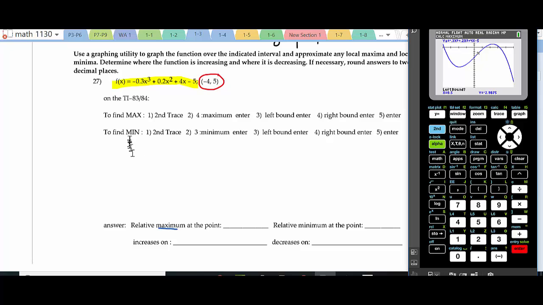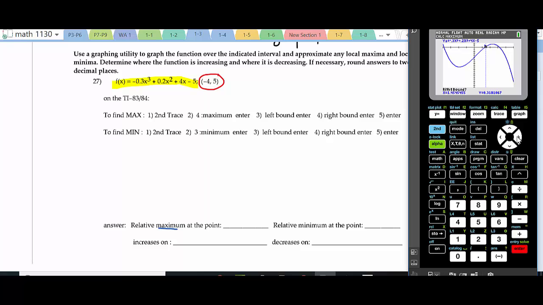Once you've done that, you get a left bound. All a left bound means is just get real close to that max, somewhere in there, and then press enter. There's not a specific place you've got to get to. Just don't go beyond it. Press enter. On most calculators, a line will come up. That's a barrier. Then you want to get a right bound.